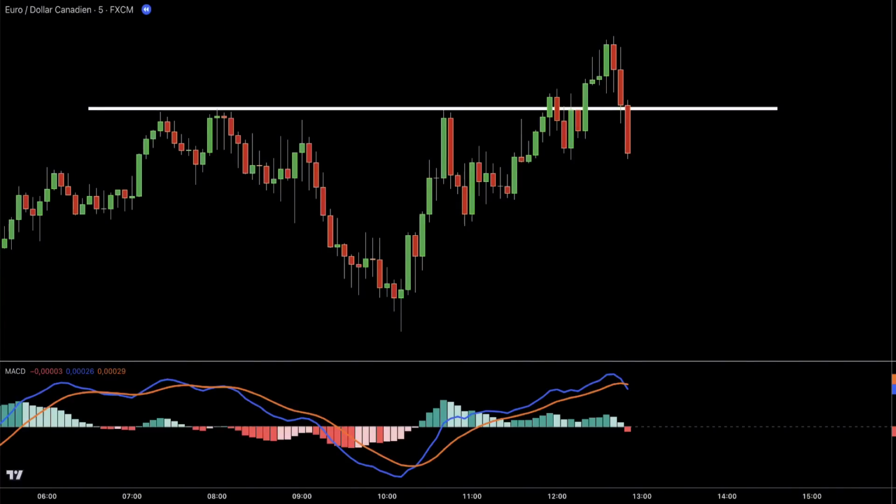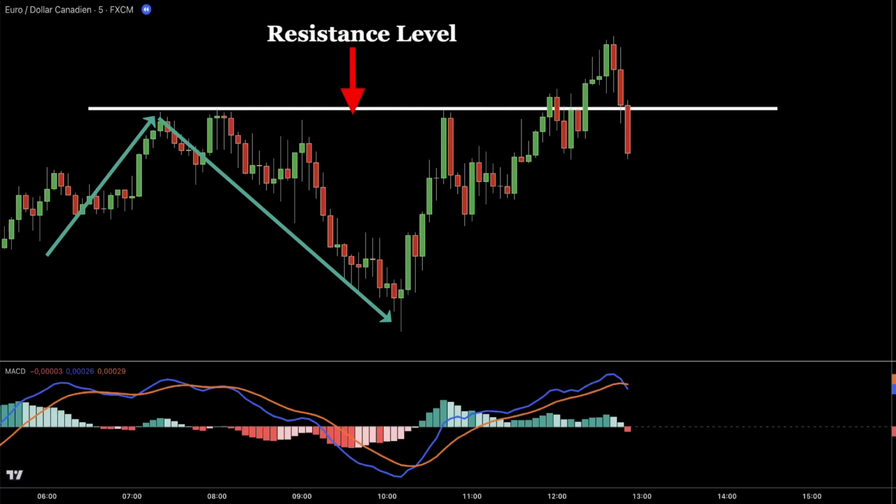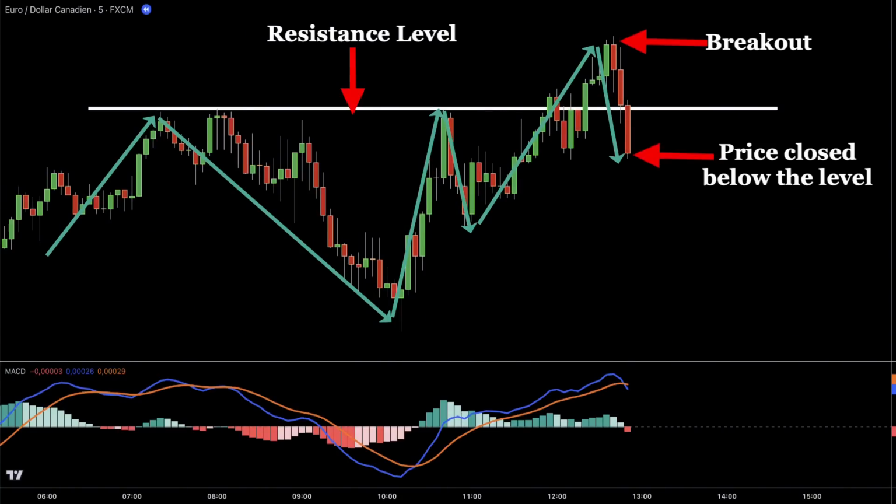Take a look at this Euro/US dollar 5-minute chart. The market reaches a level and reverses, creating a clear resistance zone. The price hits this level again and reverses, confirming the strength of this resistance. Now the market approaches the level once more, breaks above it, and then reverses sharply downward to close below the resistance.